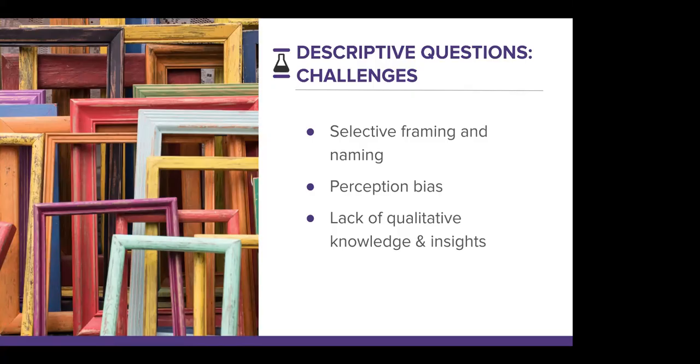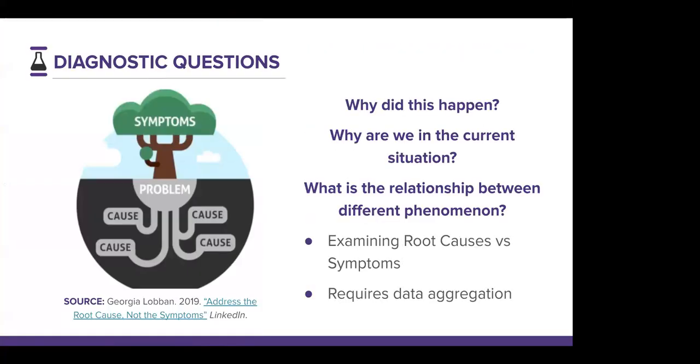There can also be perception bias, right? So there can be bias in how you actually see the current situation based upon the data that you have, or there might be lack of qualitative knowledge and insight to actually make sense of the current descriptor or the current situation. So if you have a descriptive question, you always need to make sure that you also test whether the description resonates with the lived experience of individuals as well.